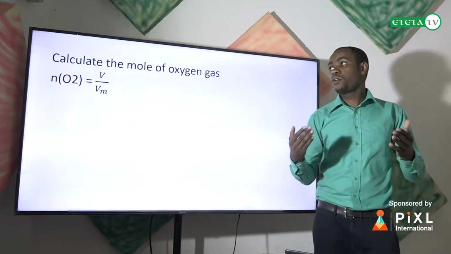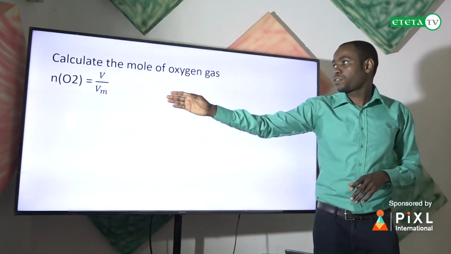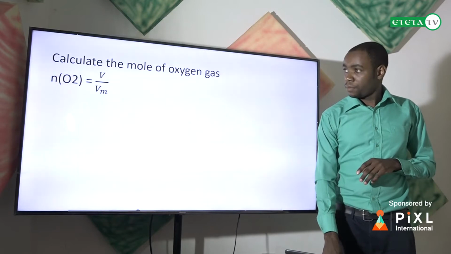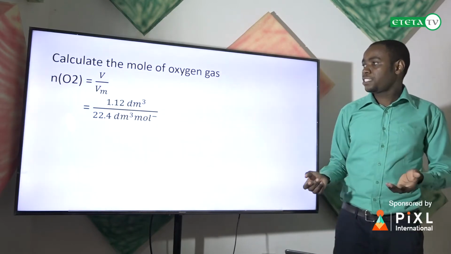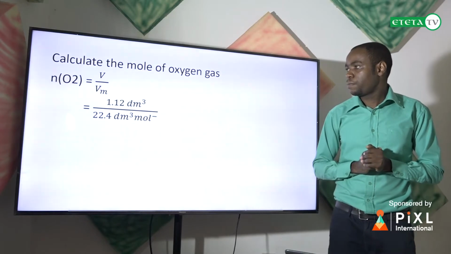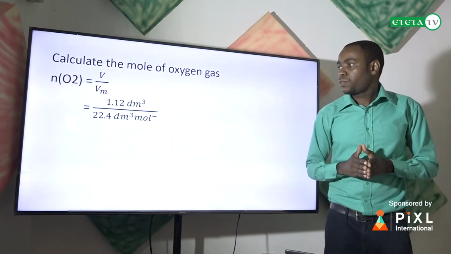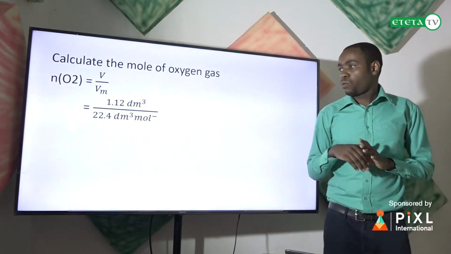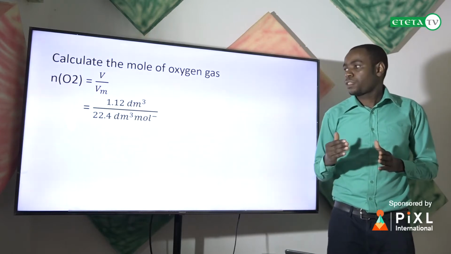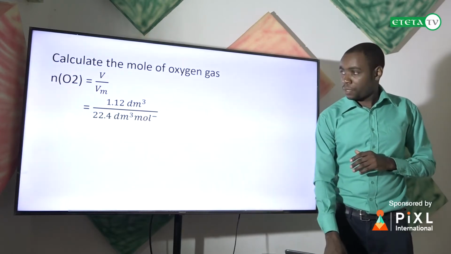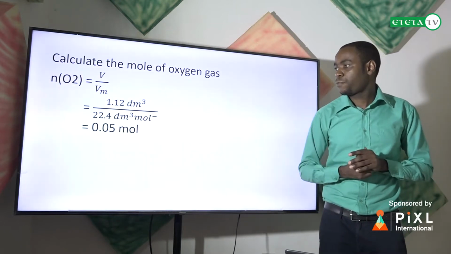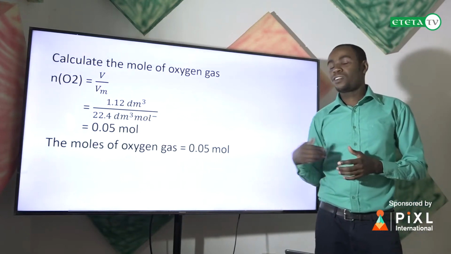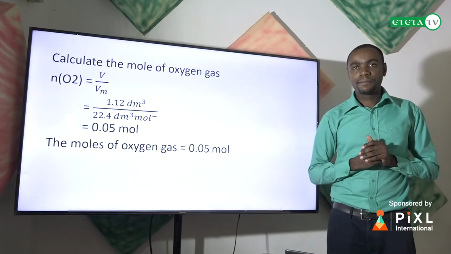How can you calculate the mole of oxygen gas? The number of moles of oxygen is equal to volume of oxygen divided by molar volume. The volume of oxygen is equal to 1.12 decimeter cube, but the molar volume is constant, which is equal to 22.4 decimeter cube per mole. So you take 1.12 decimeter cube and divide it by 22.4 decimeter cube per mole. What you're going to obtain is 0.05 mole. Now, the number of moles of oxygen gas is equal to 0.05 mole.